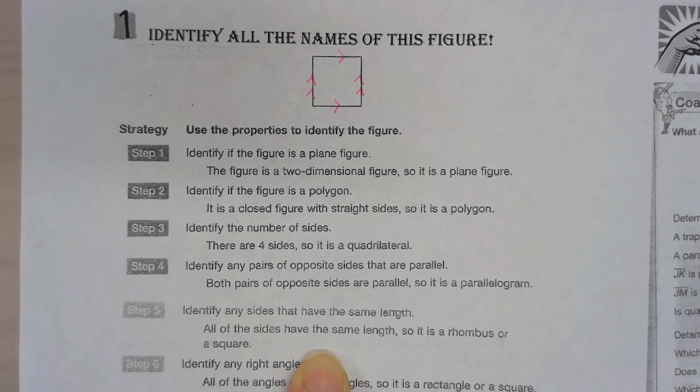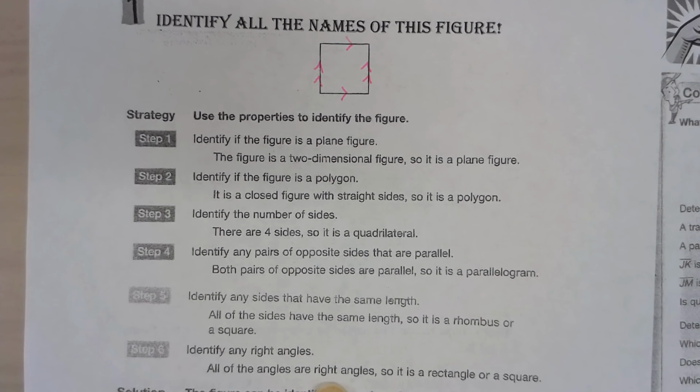Lastly, actually 2 more steps here. Now I'm going to notice that all the sides have the same length. Therefore, if it is a parallelogram with all sides having the same length, I know it's either going to be a rhombus or a square. Rhombus and square are 2 shapes that both have all sides with the same length. But the difference is a square has all right angles, whereas a rhombus does not.